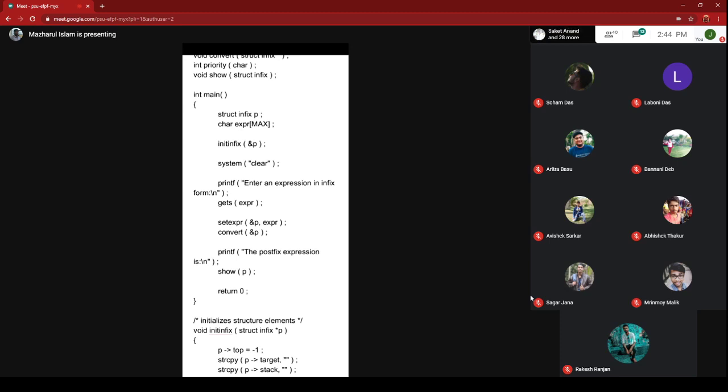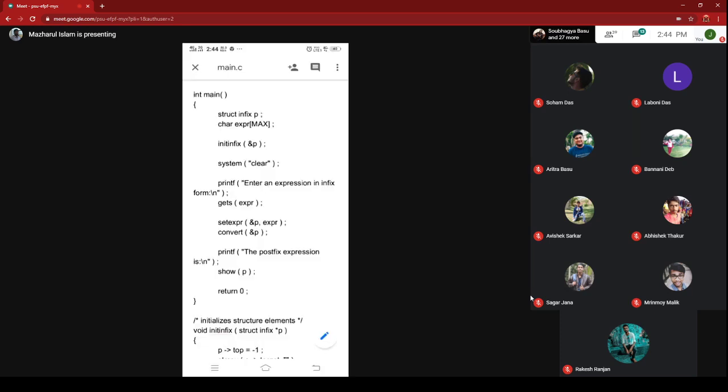It will be passed to the setexpr function, where you have to initialize. Some initialization is needed, because when you declare a character array, some garbage value will be there. So some blank character, empty character, or null kind of assignment should be there. That is why we have the init expression function. So after taking input using gets, you first call initinfix. What is initinfix?